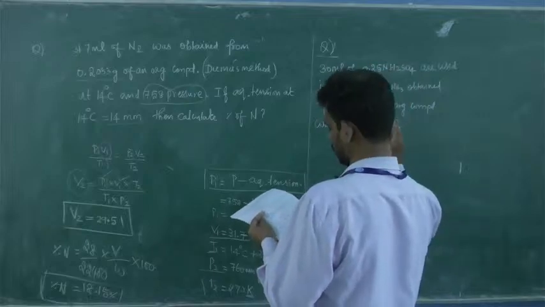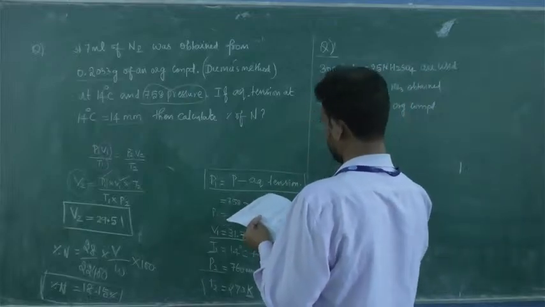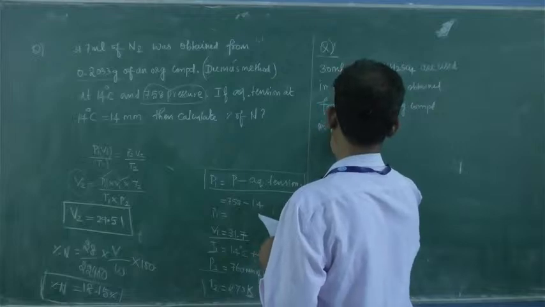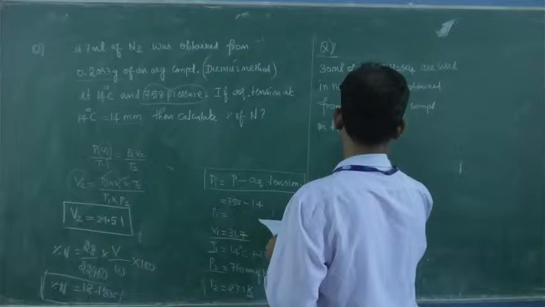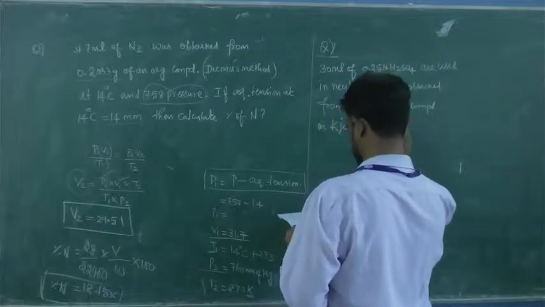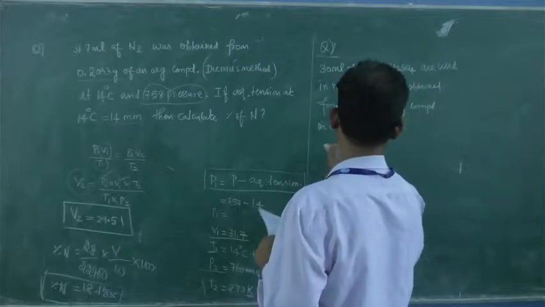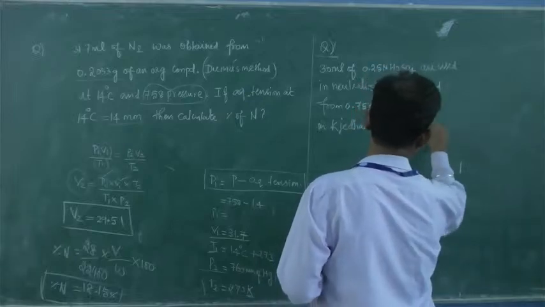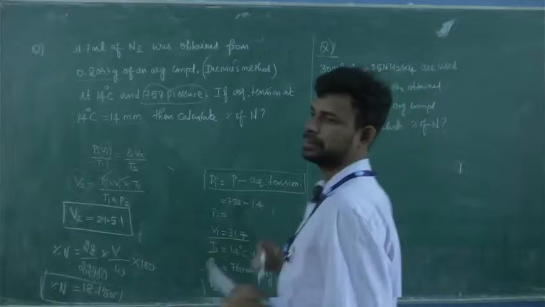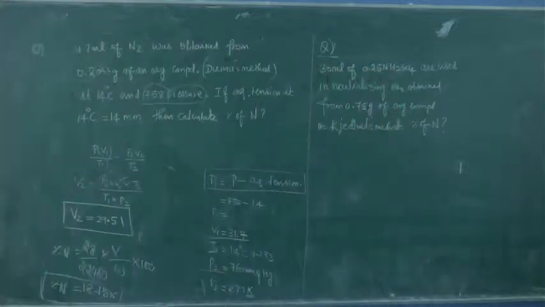In Kjeldahl's method, find out the percentage of nitrogen. Very simplest, okay. So please decode this one.